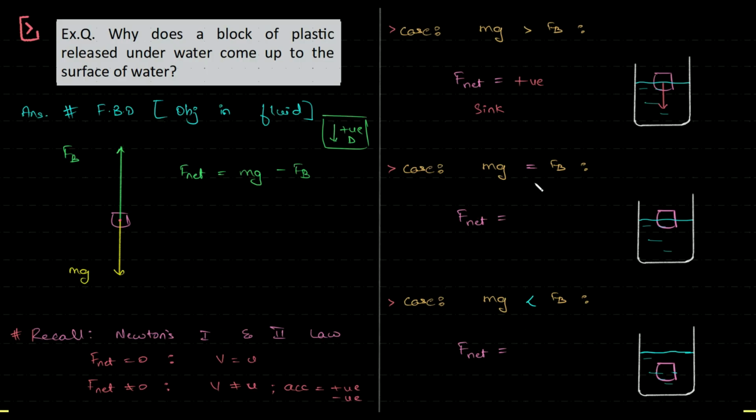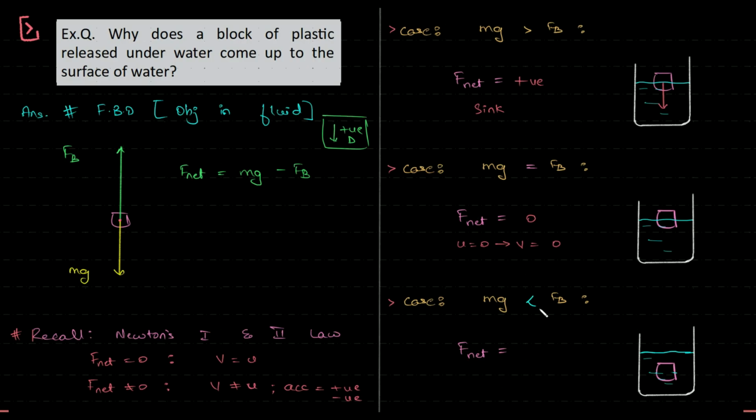Okay, now, if they are equal, that is, f net will be 0, is it not? So what will happen to the object? Wherever it is, it will stay there. There will be no movement. So if u is 0, v will also be 0. Agree guys? Right, if we just place the object at this spot, the final velocity will also be 0.